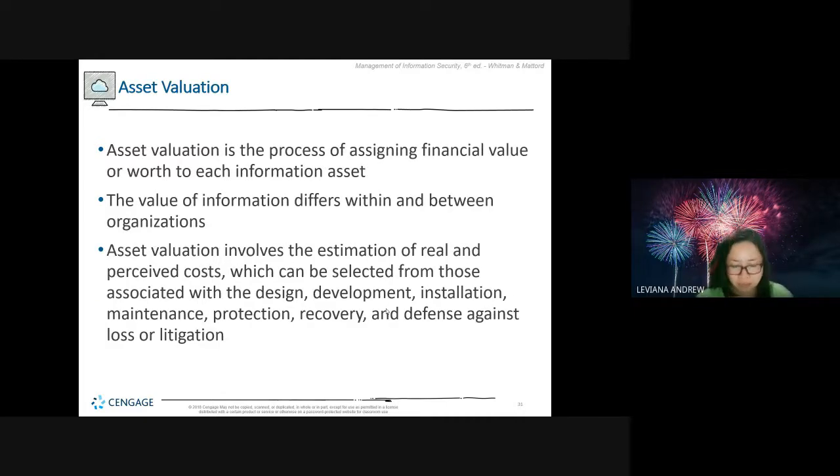Asset valuation is the process of assigning financial value or worth to each information asset. Asset valuation involves the estimation of real and perceived costs, which can be selected from design, development, installation, maintenance, protection, recovery, defense against loss or litigation. Asset in terms of data or the system, and then also the physical equipment.